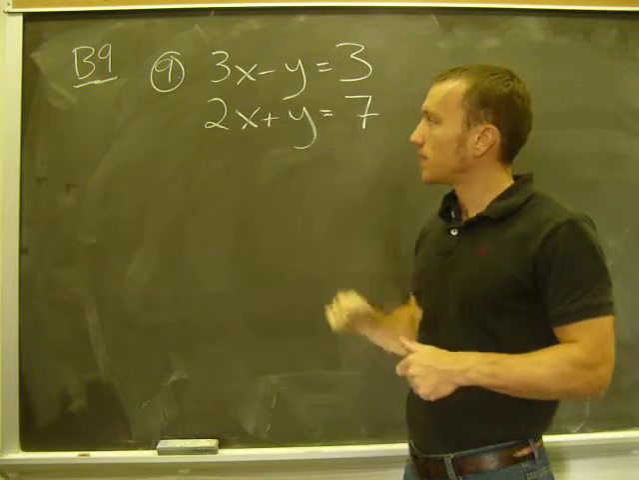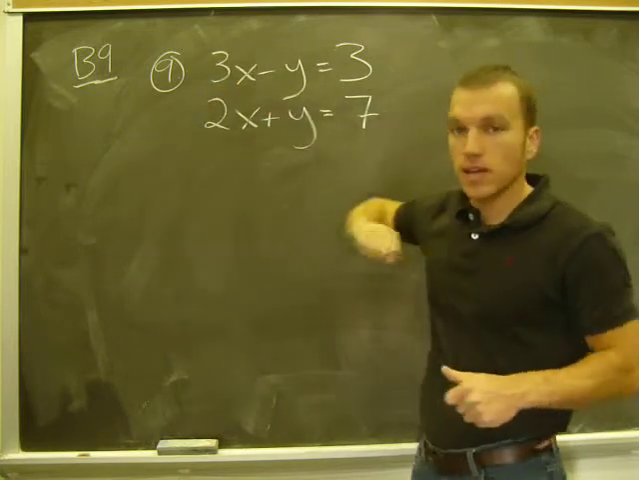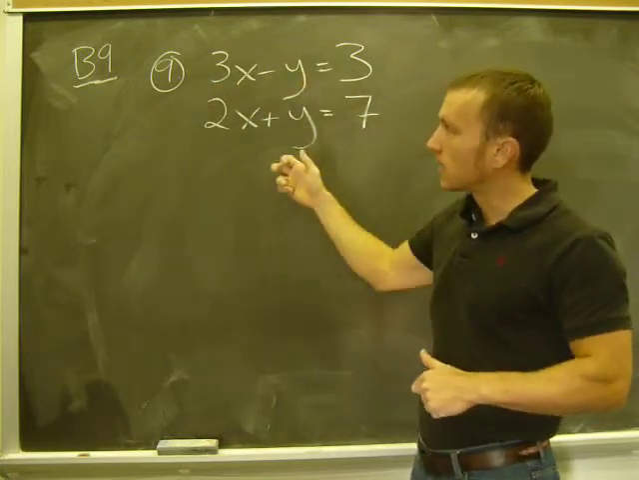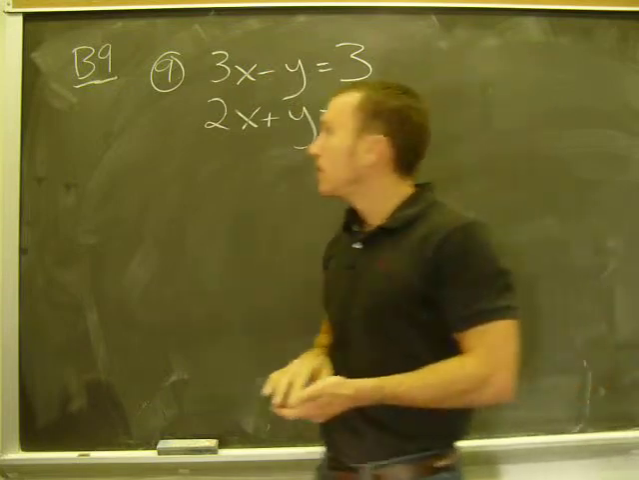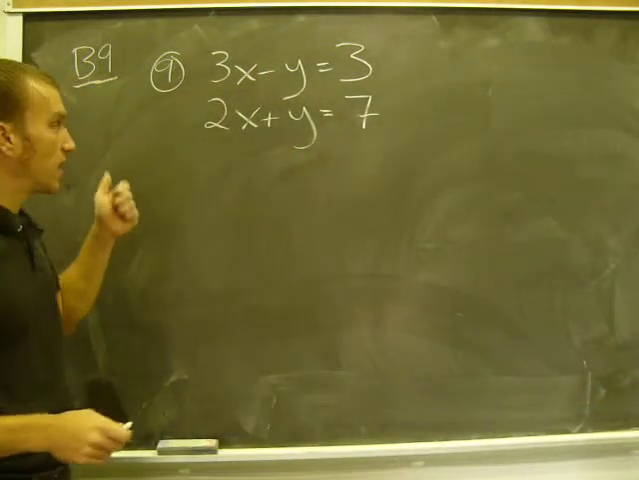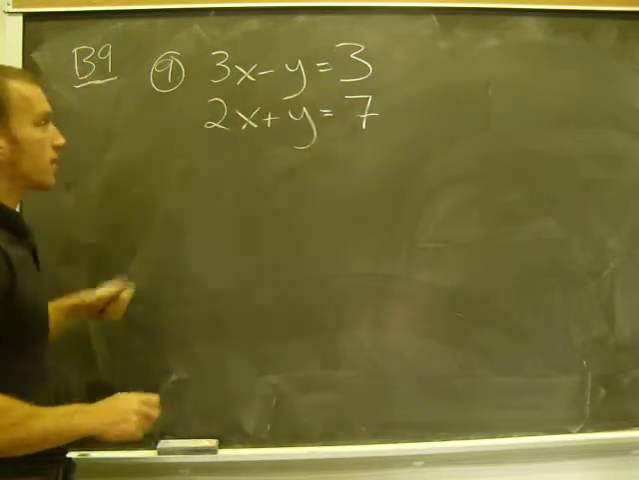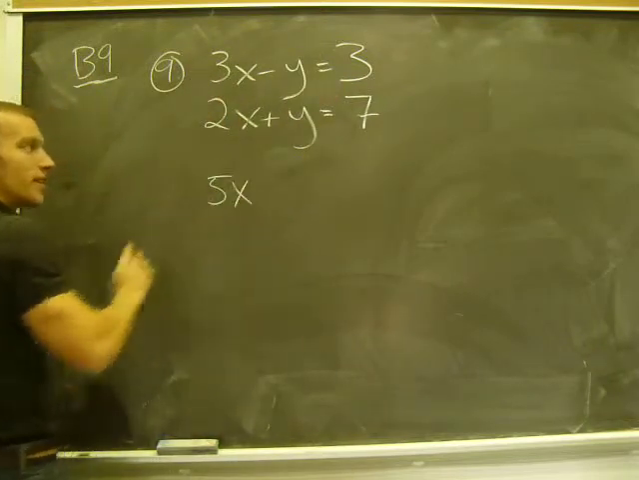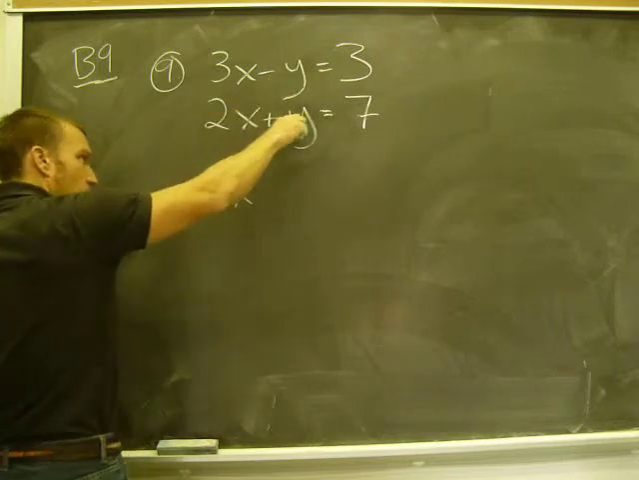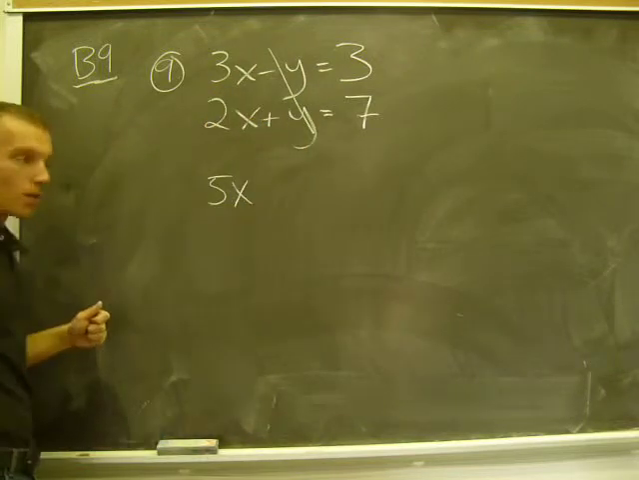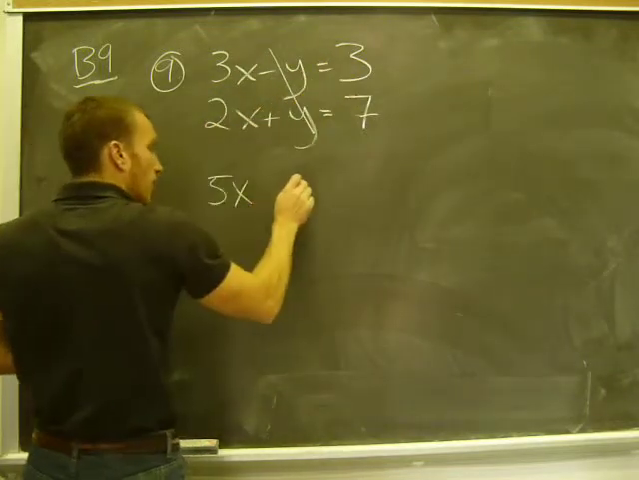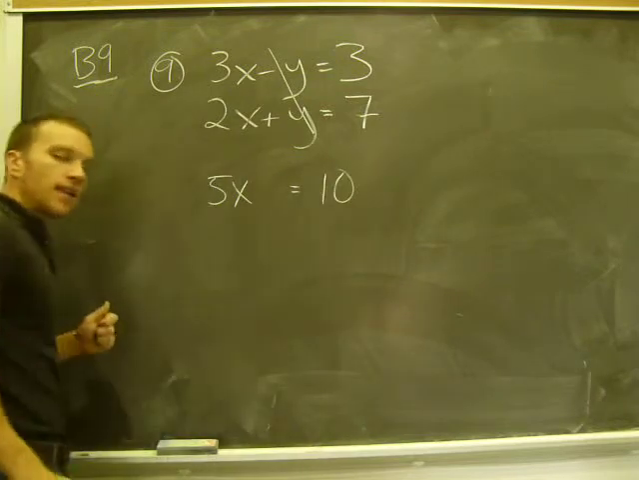I have my opposites. I don't have to multiply this equation by anything or this equation by anything because it's already given. So I'm just going to add them together. Now remember, you got to add everything together: your x terms, your y terms, and your number terms. So 3x and 2x is 5x. Negative y and y, those are the ones that go away. And then I add these two together, and I get 10.